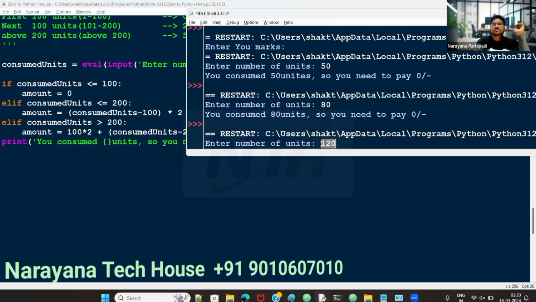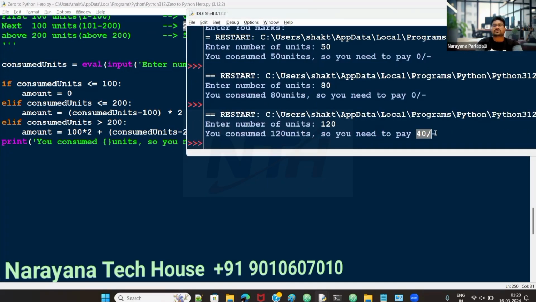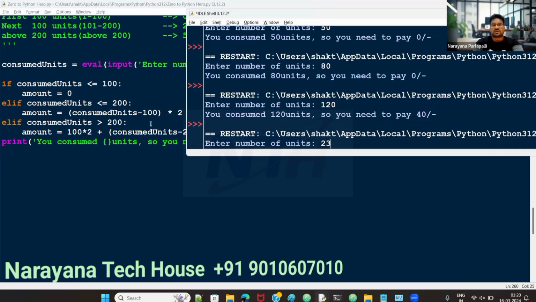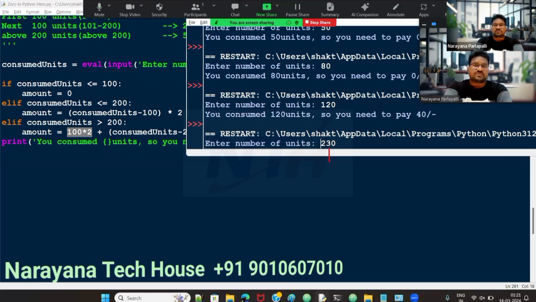So 0. I am giving now 120. For 120, the first if is false, and the next if is true. In that, 100 is free, and the remaining 20 into 2, that is 40. Next I am giving 230. In 230, 100 is free, 100 into 2, and then the remaining is 30. 30 into 5 rupees, right?